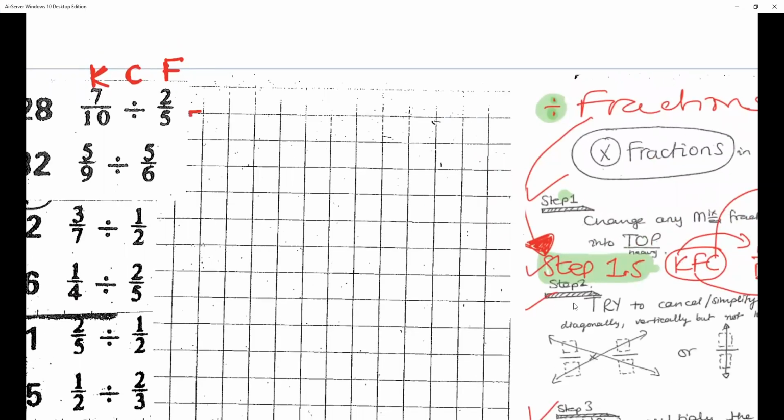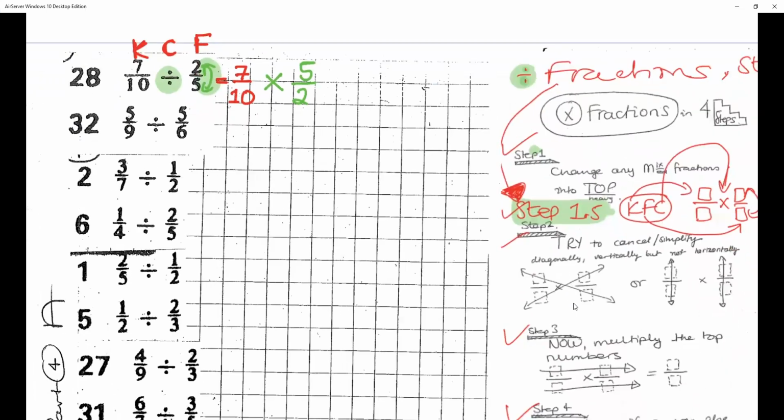Okay, let's do it. So that equals 7/10. So the divide becomes a what? Times. What happens to the second fraction? You flip it. So you put the top on the bottom and the bottom on the top. Okay, so what do we get now with this question?